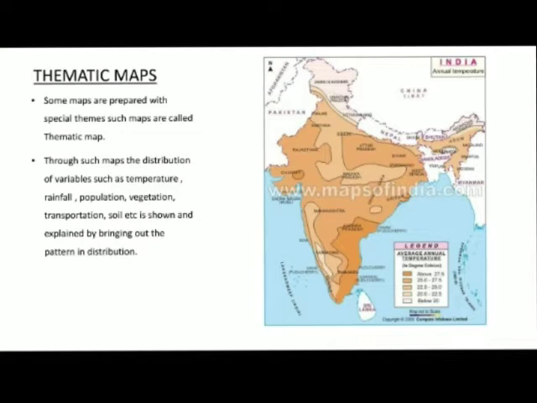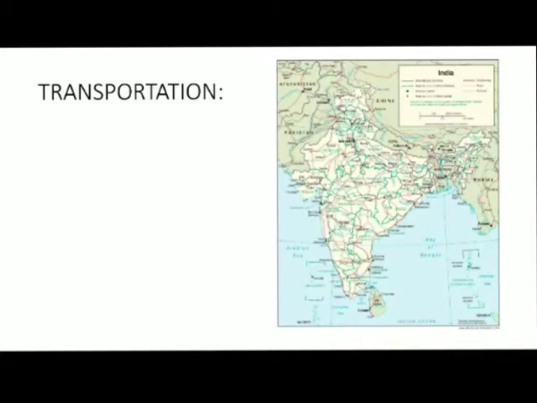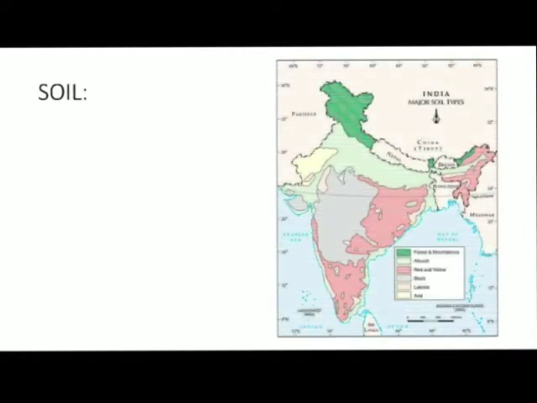On the right side of the screen, we can see a map showing the annual temperature of India. The second map shows us the population of India. The third map shows us the transportation system of India. That is, all four modes of transportation are shown in a single map. And the last map shows us the major soil types of India. Each map is based on a special theme. That is why such maps are called thematic maps.